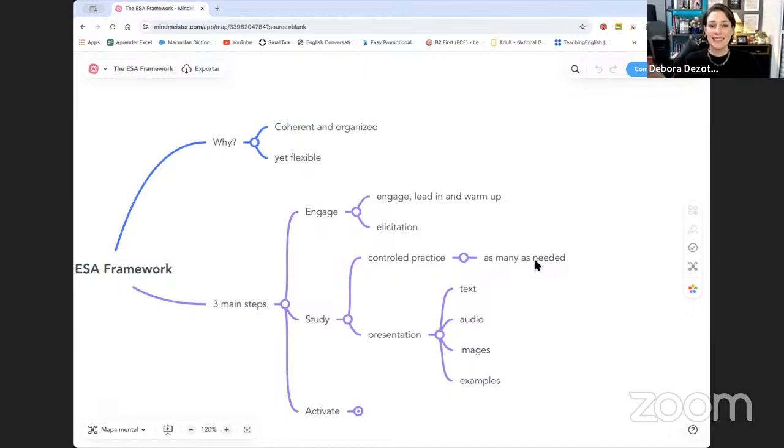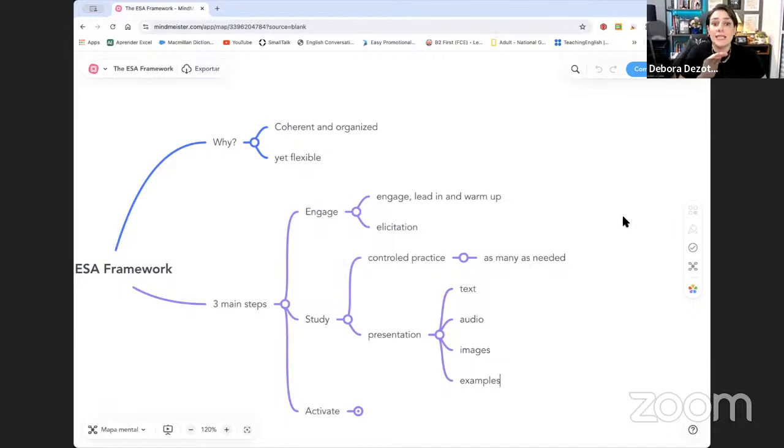And again, the idea here is that you have a class that is... can you see my mouse moving? No, you can't. You have a class that is not linear, right? Yes, you can. The class is not linear. The class has its ups and downs.